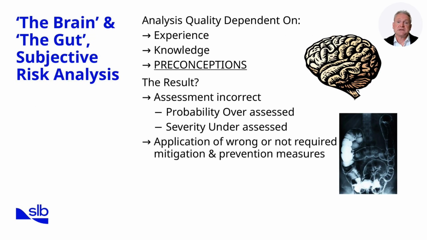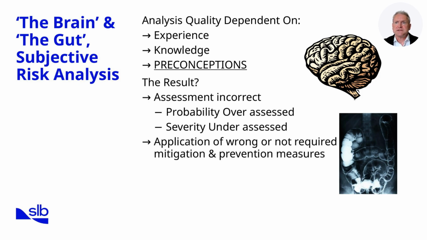Subjective risk analysis is shaped by three main factors: experience, knowledge, and preconceptions. When these are strong and well aligned with reality, assessments can be quite accurate. For example, a driller who has seen lost circulation events in a particular field may quickly identify warning signs before they escalate. However, there are risks.